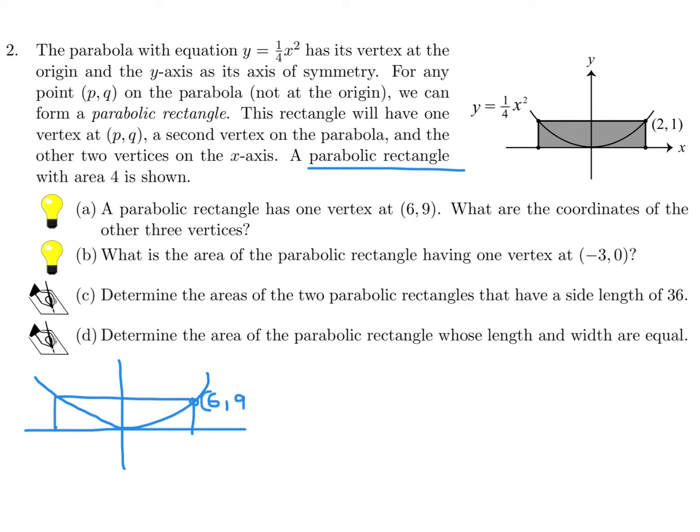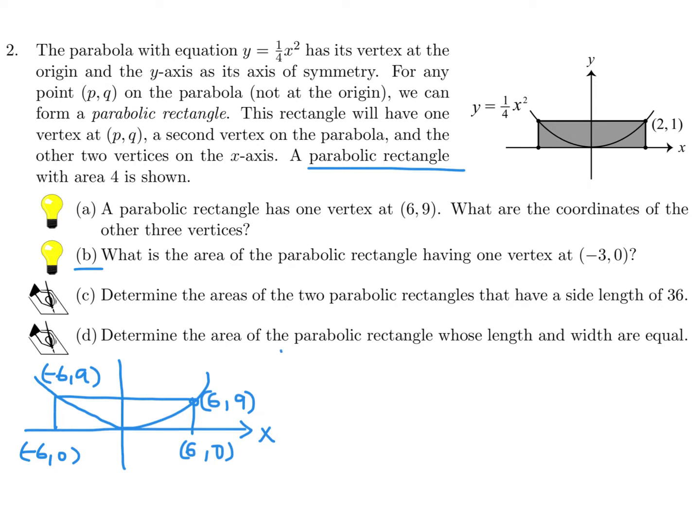So that's 6, 9. Okay, so that means that this must be 6, 0, since it's on the x-axis. Let me just double check, yeah, 6, 0, because the y-coordinate is 0. Okay, so then on this side, this is obviously minus 6, 0. And this is obviously minus 6, 9. And I believe those are the vertices.